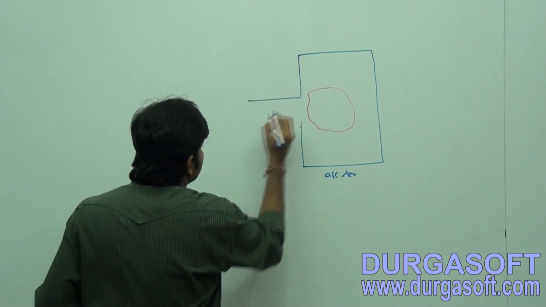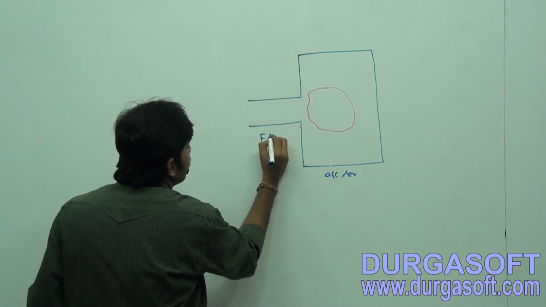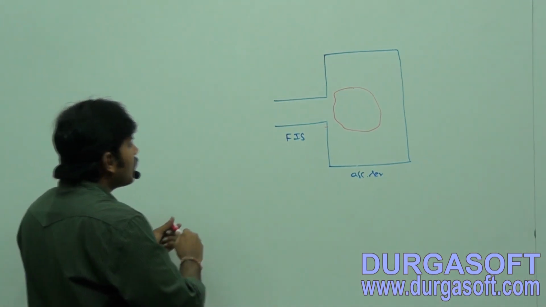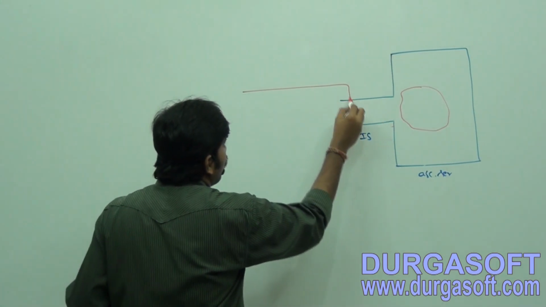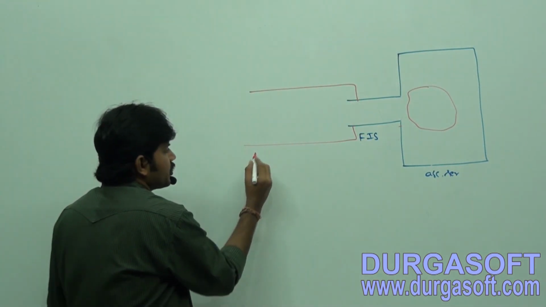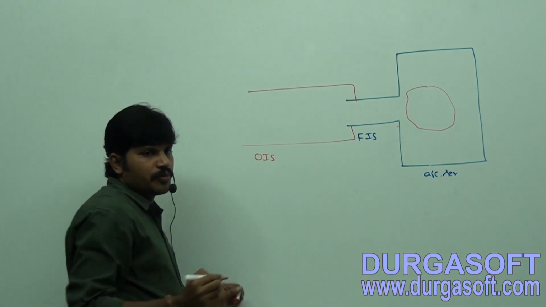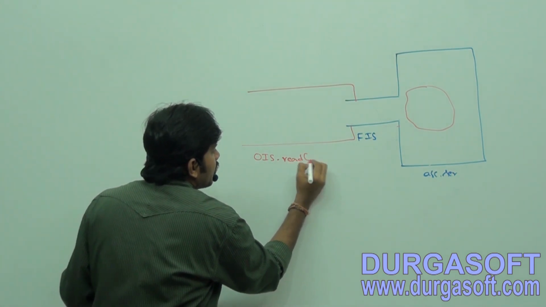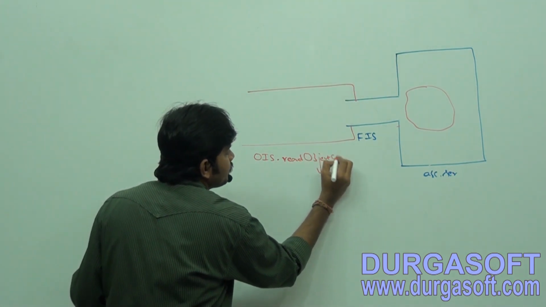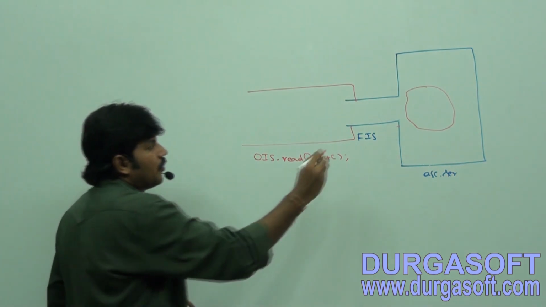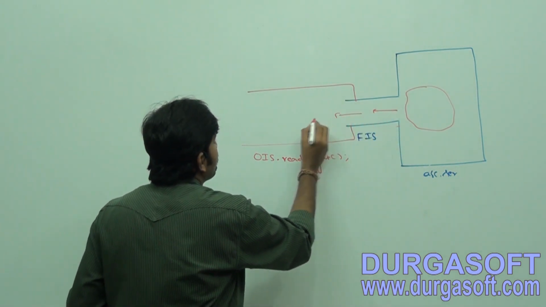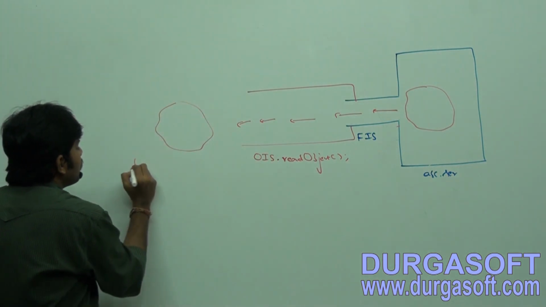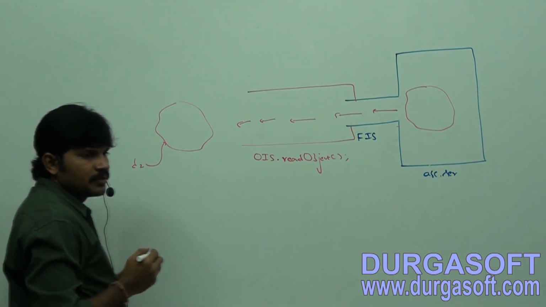Now first, let me open file input stream. Listen to this one, file input stream. On this file input stream, open object input stream. Are you getting it? This object input stream contains the read object method. Now the object comes out by default, and this is the object. D2 is nothing but like this. Are you able to understand?